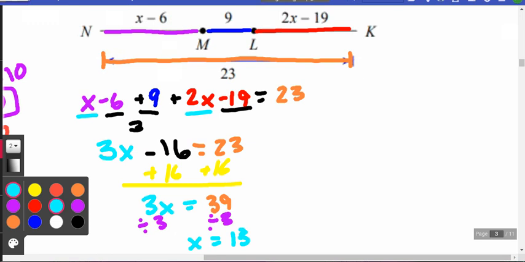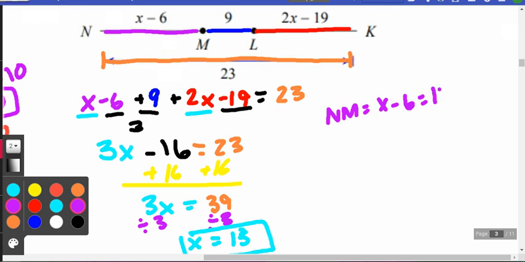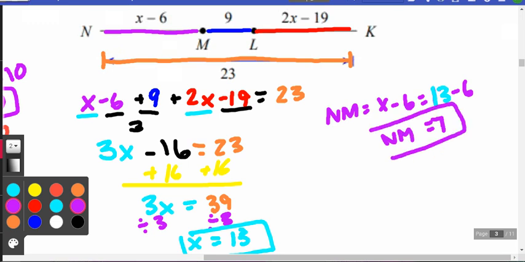All right, we have the unknown value of x, and we are able to substitute this value to find the segment length of NM, which is x minus 6. Substitute 13 for x, take away 6, and it will result in 7. So NM equals 7 units.